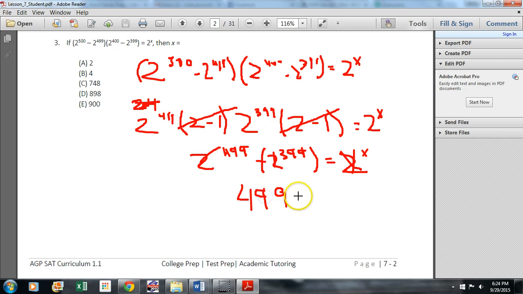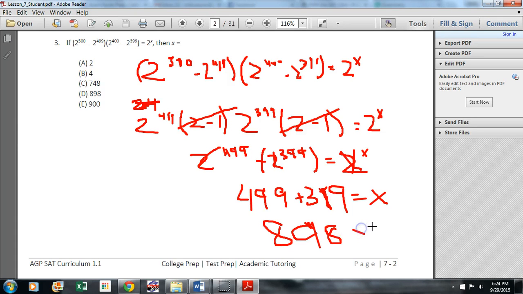499 plus 399. I don't like that 9. Come on, work with me here. It's not going to work with me. Okay. Equals x. Add these together. We now get 898 equals x. There we go, which is answer choice D.